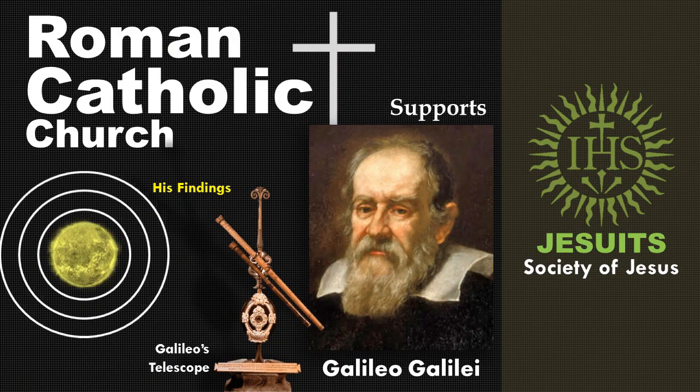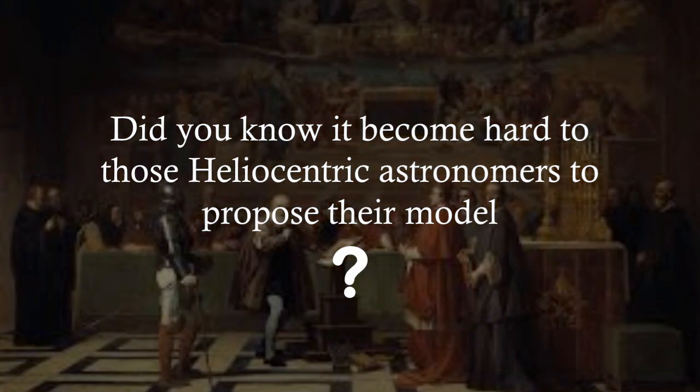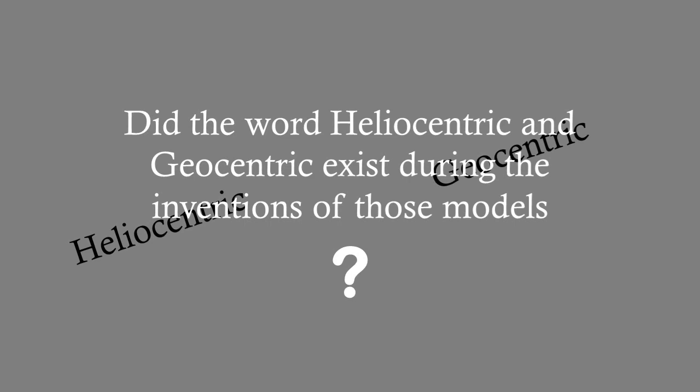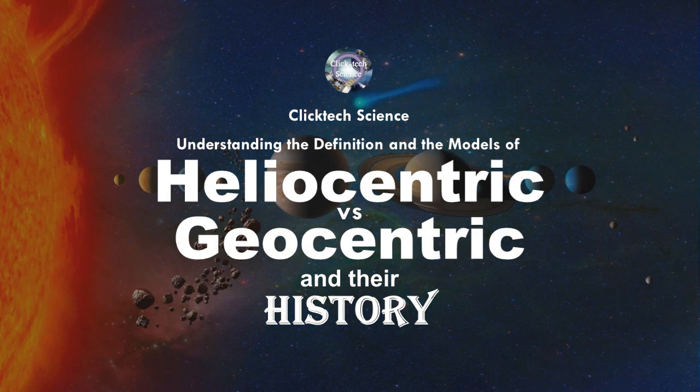But who are the heliocentric astronomers that produced works about heliocentrism? Was it hard for them to produce them? How did geocentrism stop being considered the correct model, in favor of the heliocentric model? Did the words heliocentric and geocentric exist during the invention of the different heliocentric and geocentric models? It will be discussed in the third part of this topic, so stay tuned.